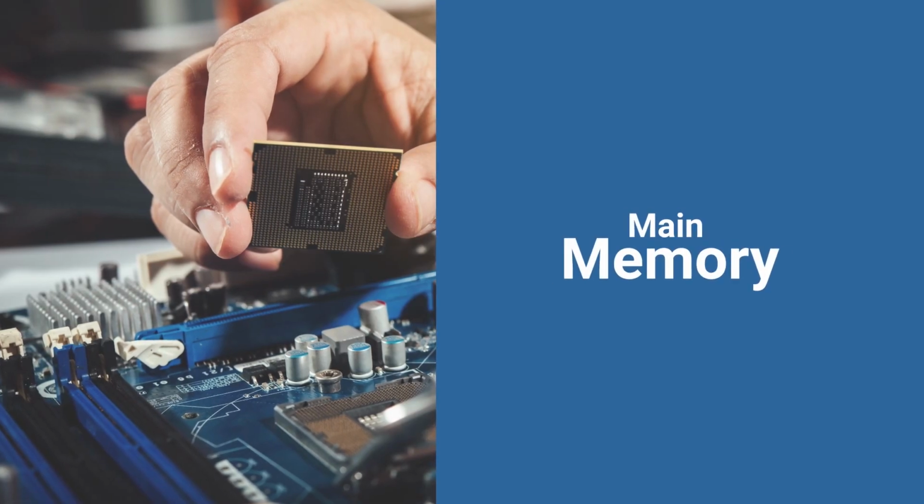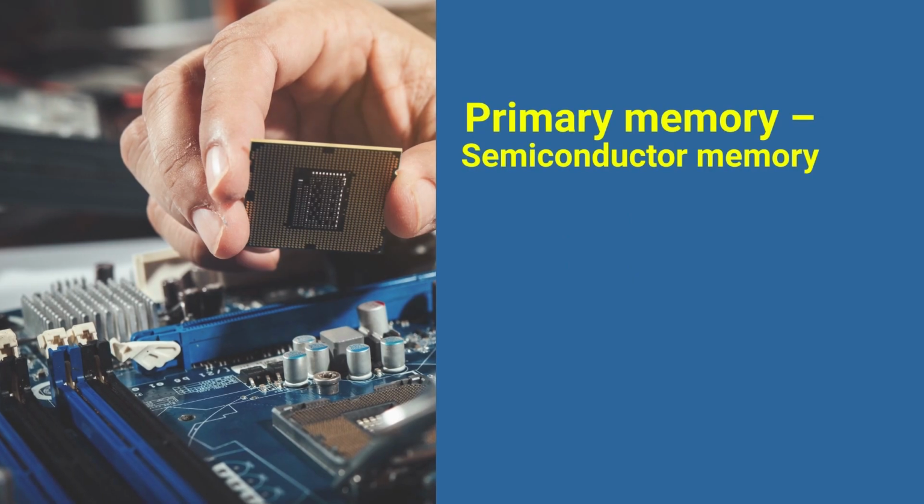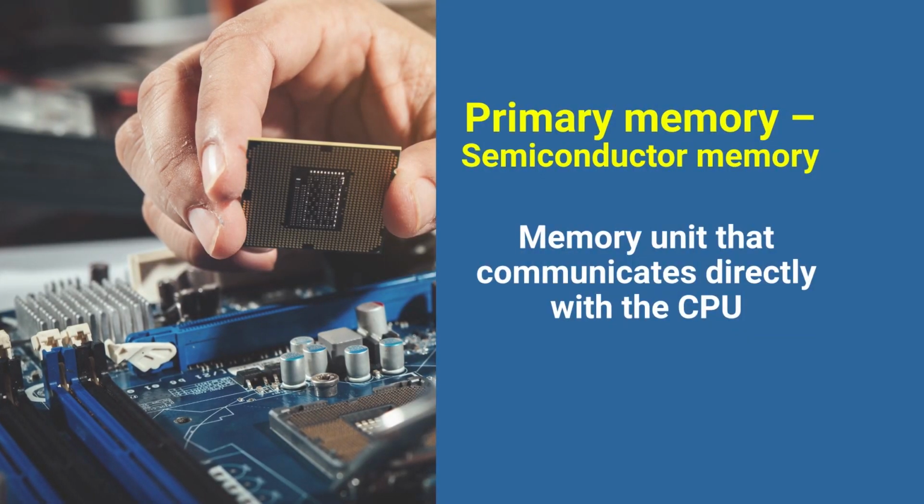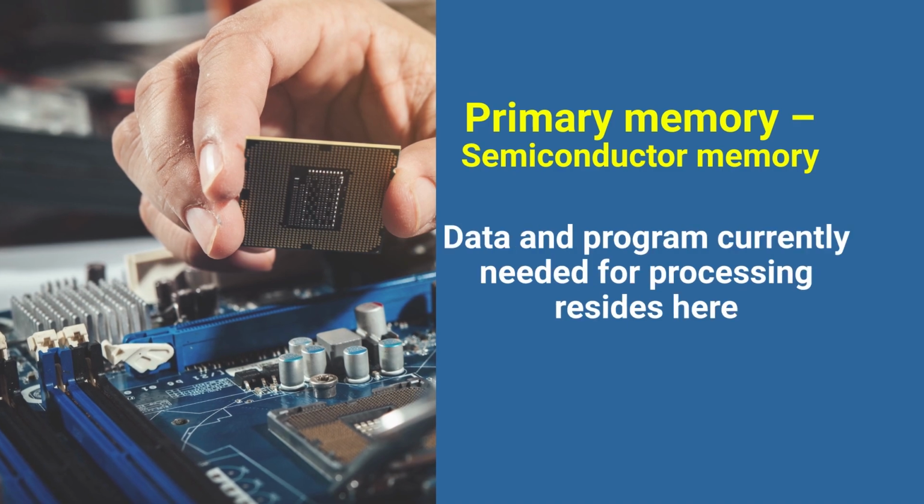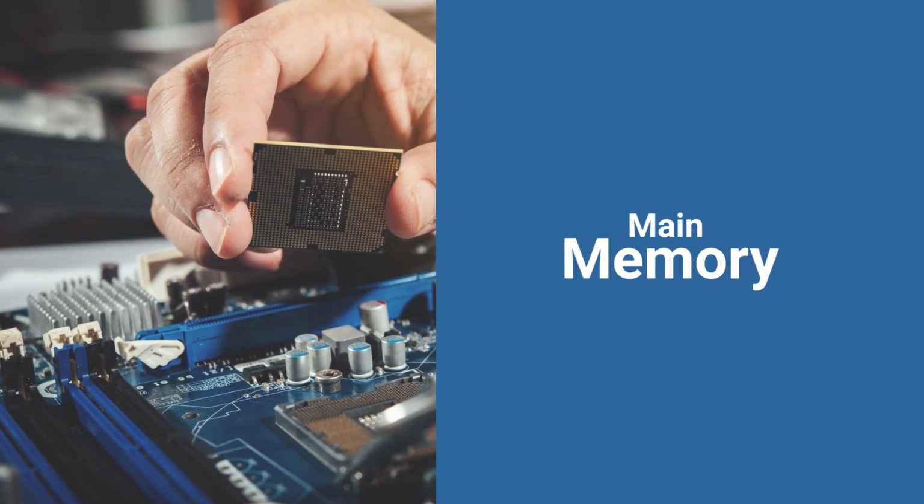Then we have the main memory. They are also semiconductor memory devices, and they are also referred to as the primary memory. Basically, these memory units communicate directly with the CPU. As we have discussed, the data and programs currently needed are stored in this memory, so any operation the CPU is going to perform will fetch the information from the main memory.